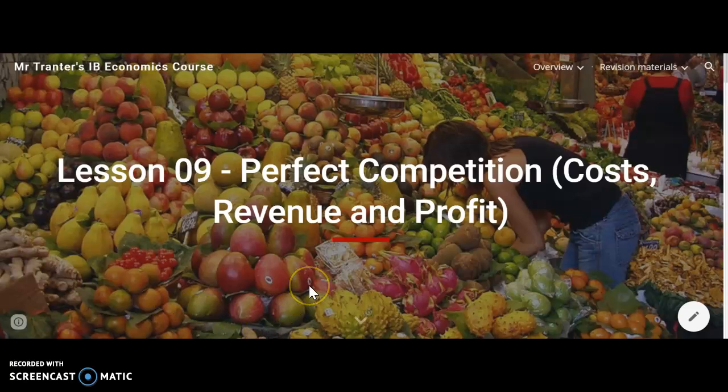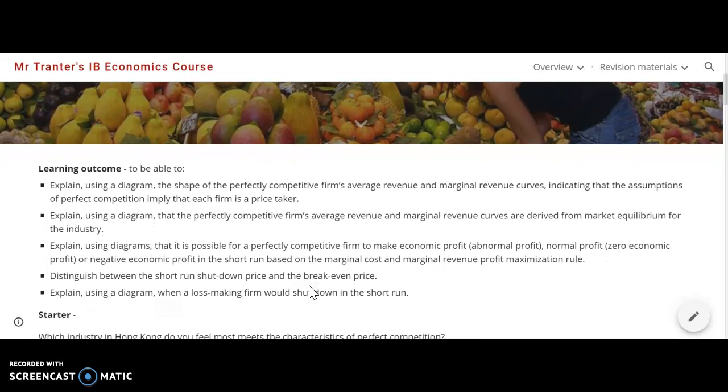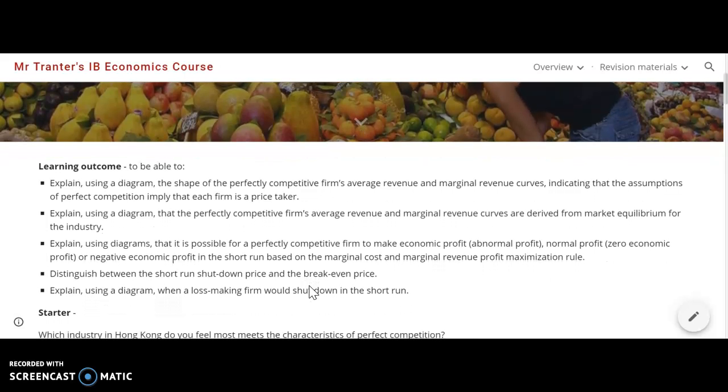So yesterday we introduced perfect competition, and we talked about the characteristics of the perfectly competitive firm or the perfectly competitive industry. We looked at the fact that there are many small firms. They're all selling the same product. They have no market power. There are no barriers to entry or exit. There is perfect information and there is free mobility of resources. So what does that mean for the firm then?